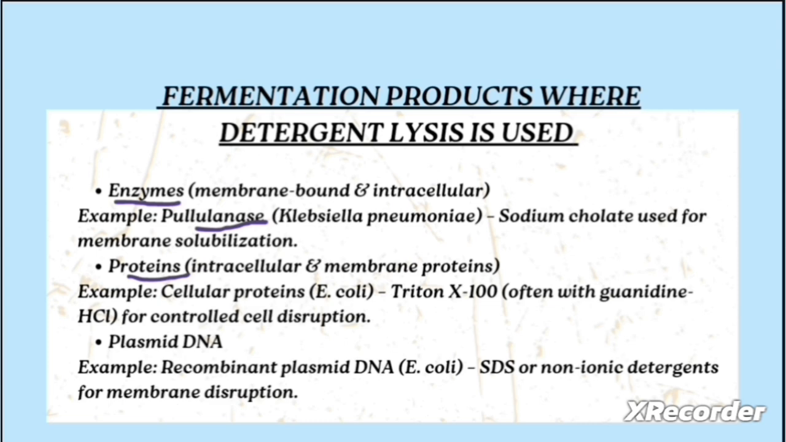Second, in case of proteins, again both intracellular as well as membrane-bound proteins. For proteins, we saw that non-ionic detergents and zwitterionic detergents are more suitable because they do not have harsh action, so they do not denature the protein. Therefore, both these types of detergents are used. For example, in case of recovery of cellular proteins in E. coli, Triton X-100, often paired with guanidine HCl, is used for controlled cell disruption.